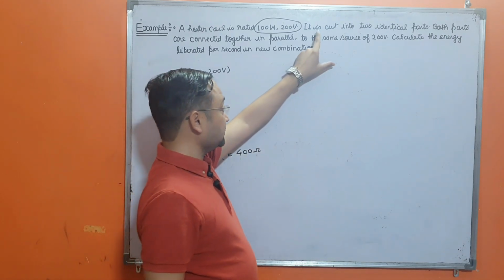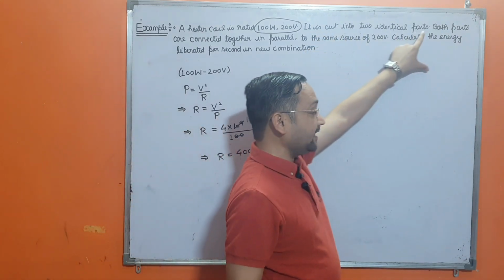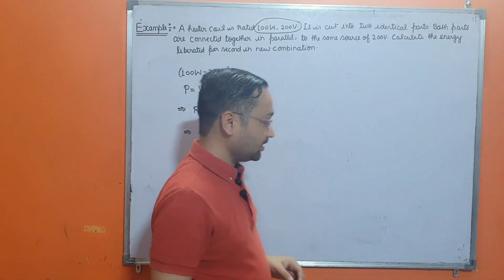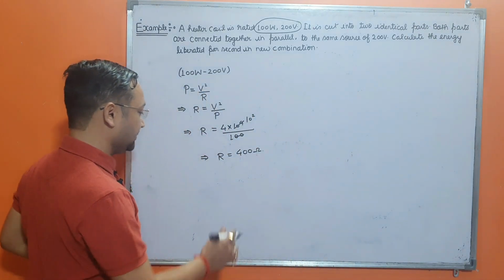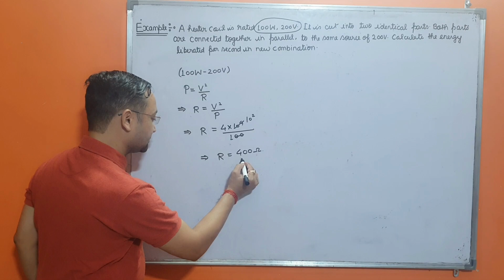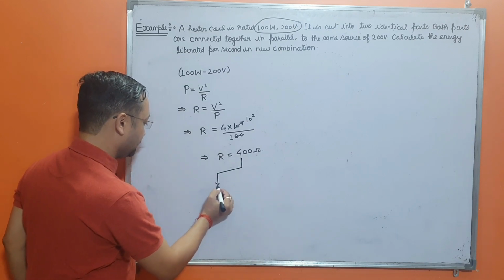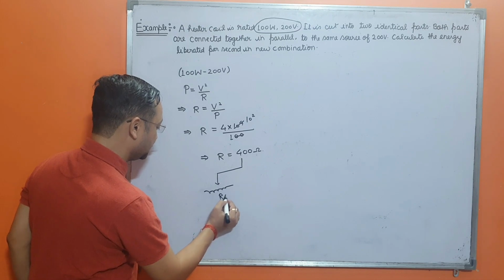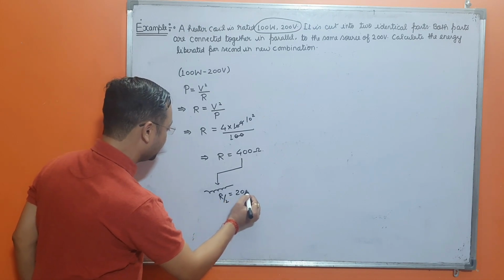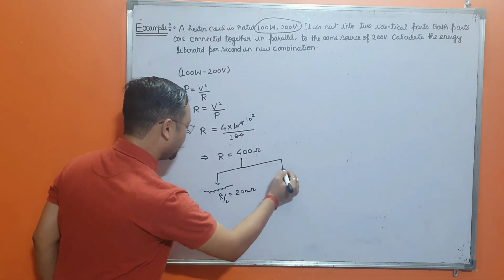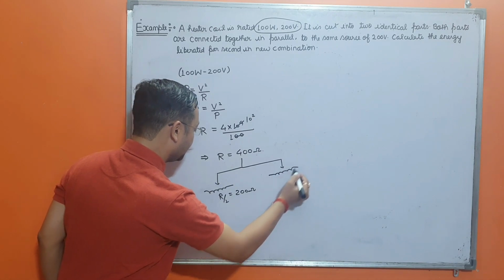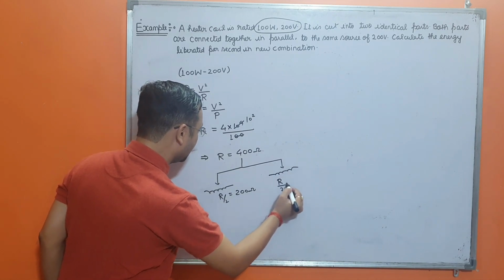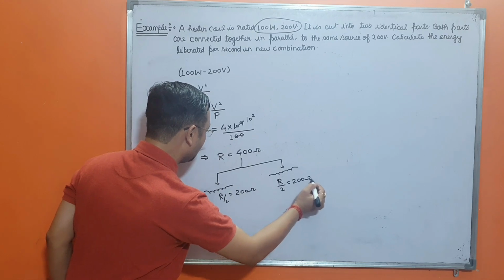The next part of the question says it is cut into two identical parts. If you cut the 400 ohm coil into two equal parts, each part has resistance R by 2, which equals 200 ohm, and the other part is again R by 2, equal to 200 ohm.